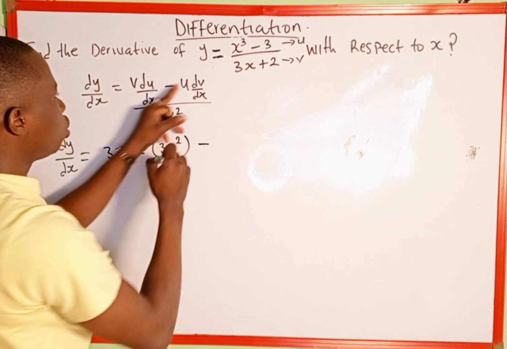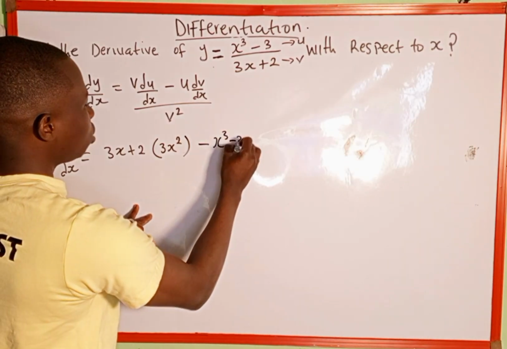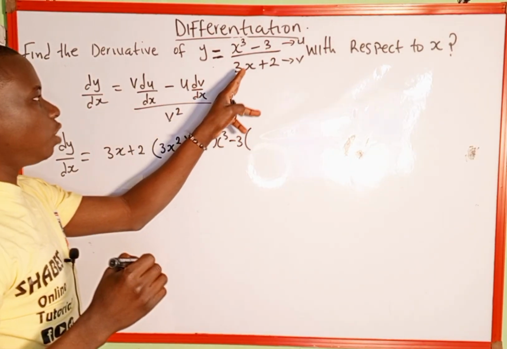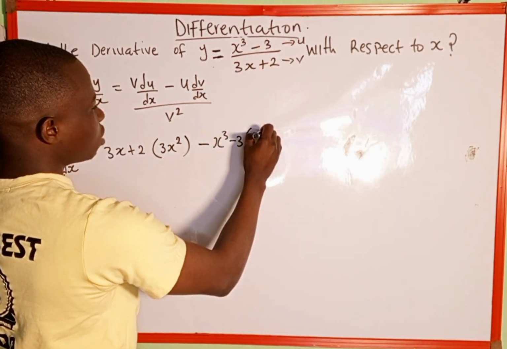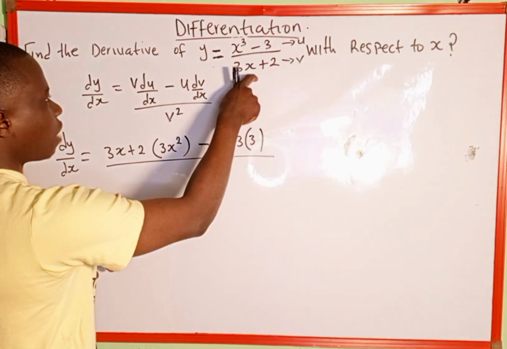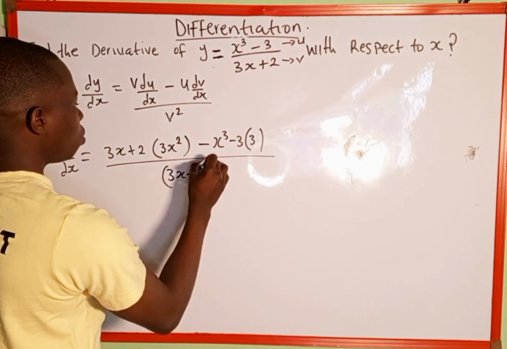Then minus u, we write u, which is the upper one, x to power 3 minus 3, then multiply by the derivative of v with respect to x. When we differentiate 3x with respect to x, it is going to be 3. And when we differentiate this constant, it is going to be 0. Then everything all over v squared, and v is in the denominator, which is 3x plus 2, then all squared.